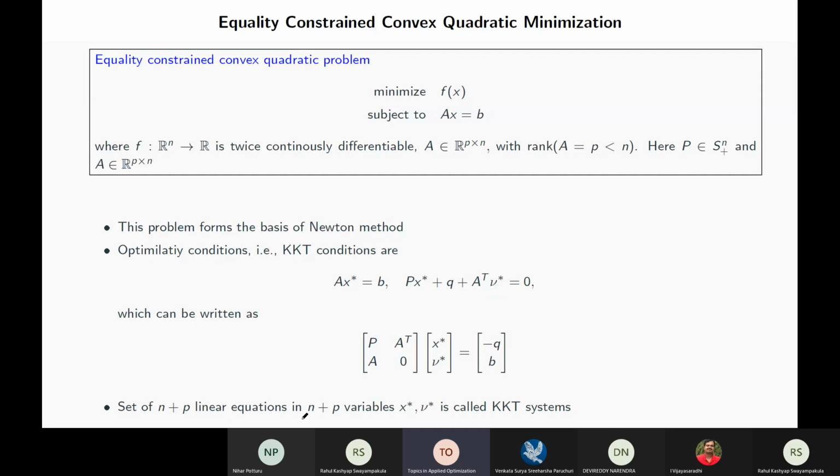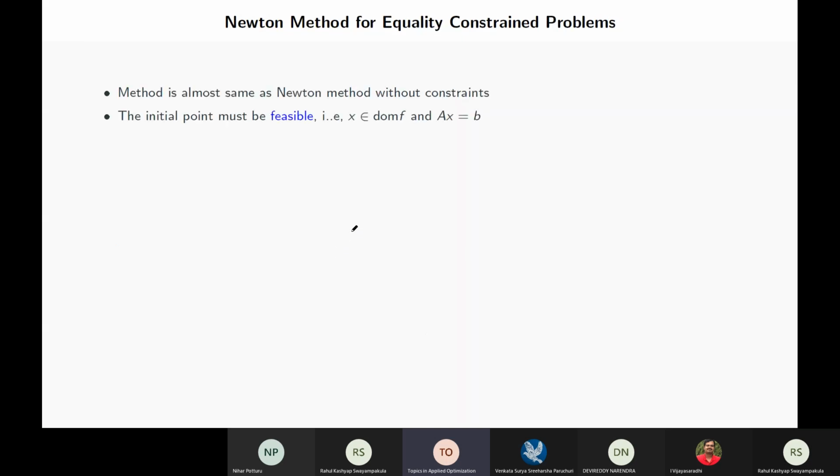So the thing to remember is that A is of rank p, right? The variables and unknowns are there and so on. This method is almost the same as the Newton method without a constraint. So what is the Newton method for this? The initial point must be feasible.